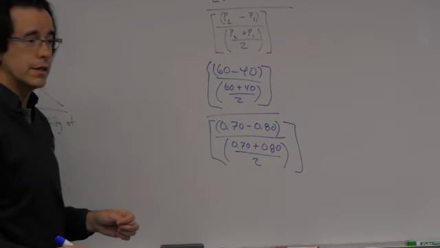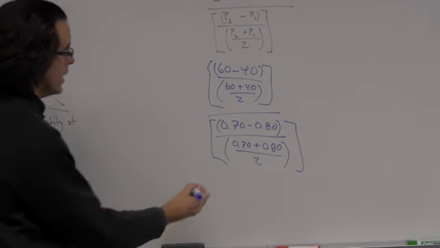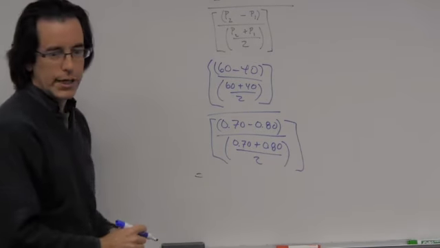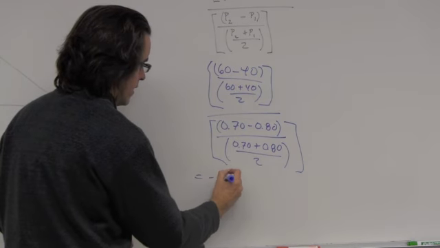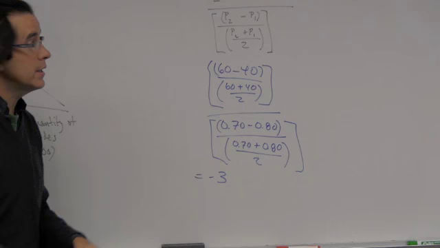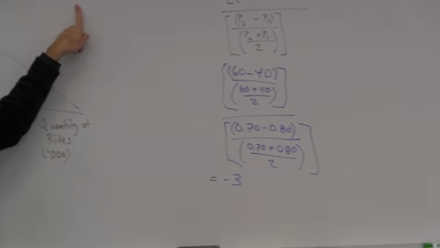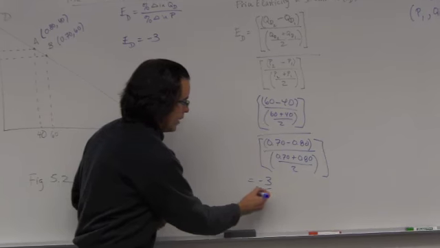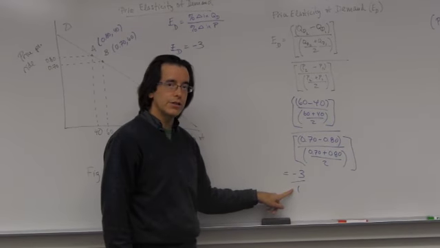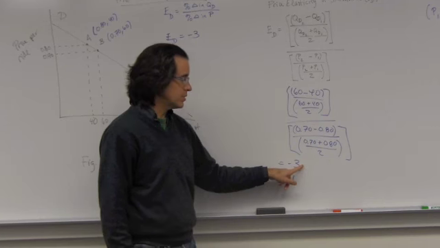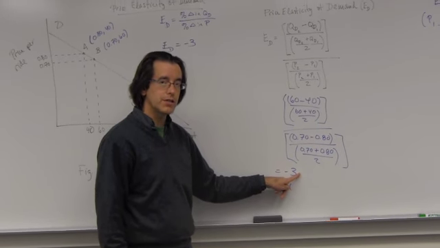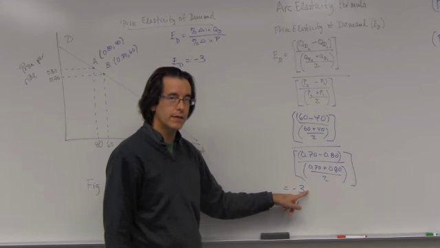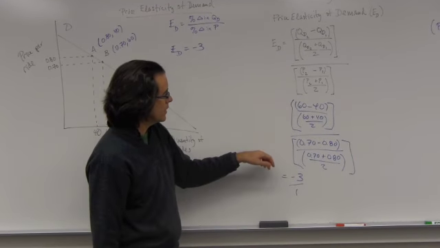And that's our denominator, the percentage change in price. And if you do the calculation, you'll get a value of -3. And we already interpreted that. If you have a 1% increase in the price, we would expect to see a 3% decrease in the quantity demanded. Okay? So we went through the calculation.